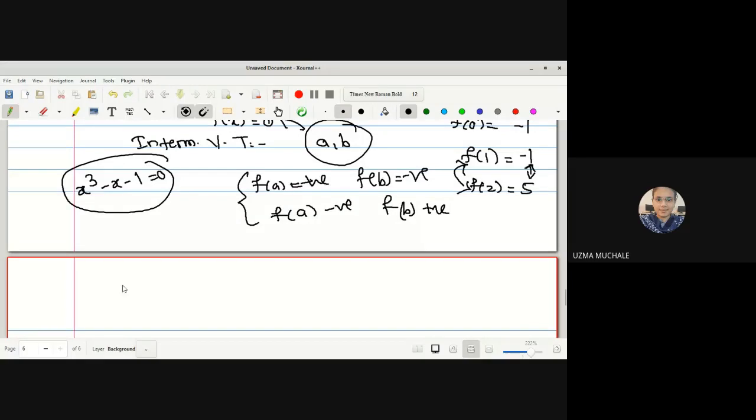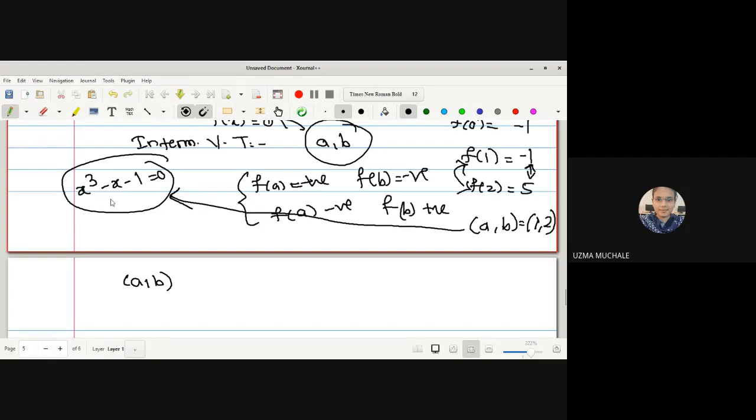With the help of this method, we got the values of A and B. What is A in this case? It is 1. What is B? It is 2. f of 1 is minus 1 and f of 2 is 5. So for this example, the root will lie between 1 and 2. We don't know the exact value of that root; with the iterative method, we'll find it. But we know that the root lies in the interval 1 to 2.